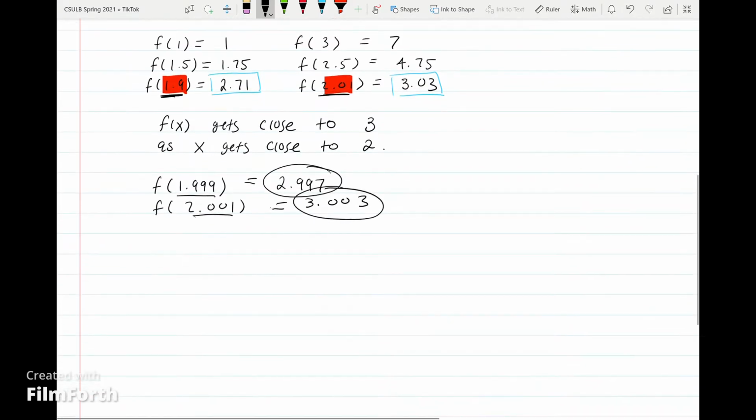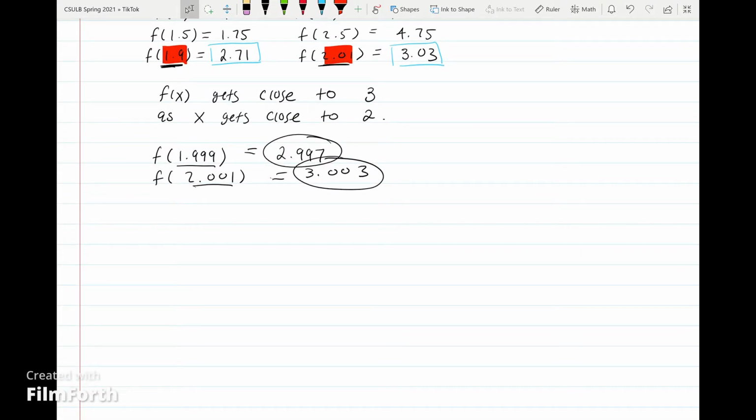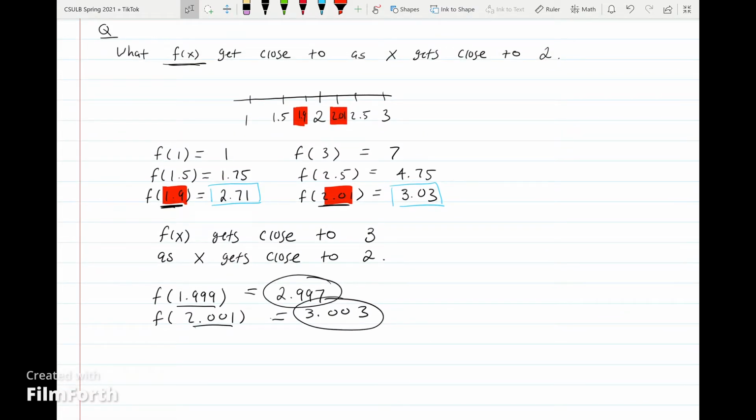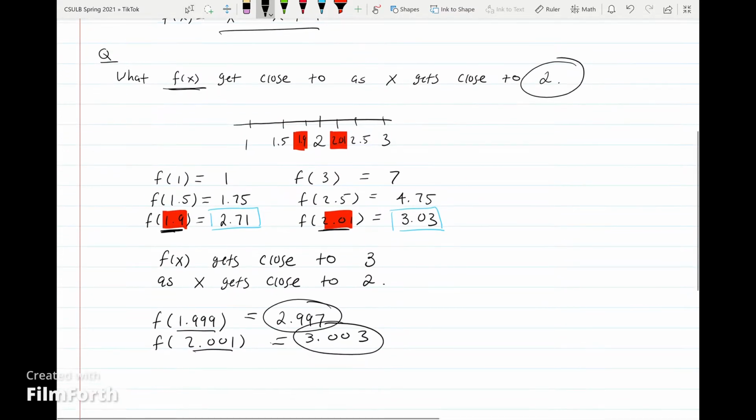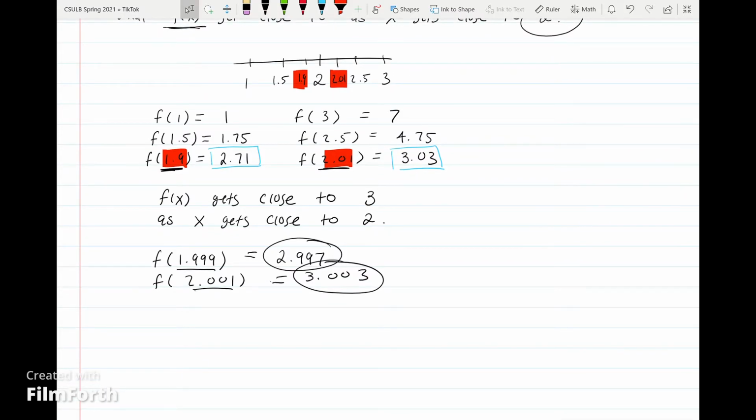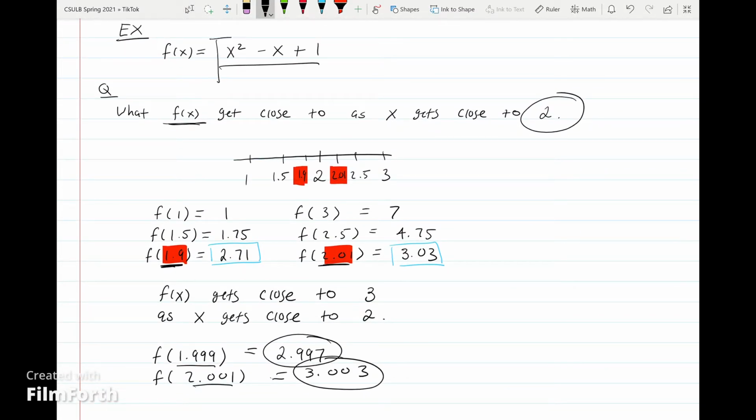Okay, so that's a good way to think about limits. Okay, notice, did I ever plug in the number 2? Did I ever plug this number in? No. Could I? Yes. In this case, I could. Why? Because this function is defined at 2. But the beautiful thing about limits is the function does not need to be defined at the value you want to approach. And that's very cool.